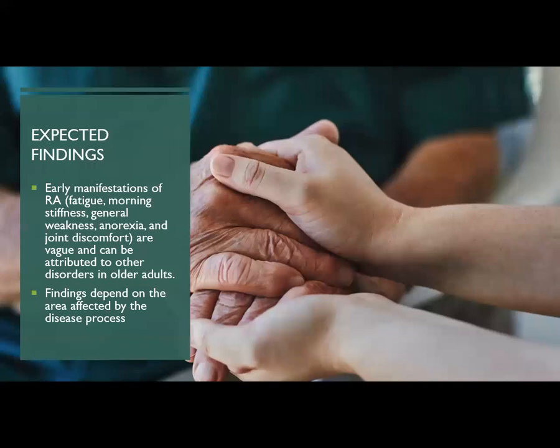So some of your expected findings for early manifestations of rheumatoid arthritis are things like fatigue, morning stiffness, general weakness, anorexia, and joint discomfort. They can be very vague and can also be attributed to other disorders in the older adult. Findings depend on the area affected by the disease process.